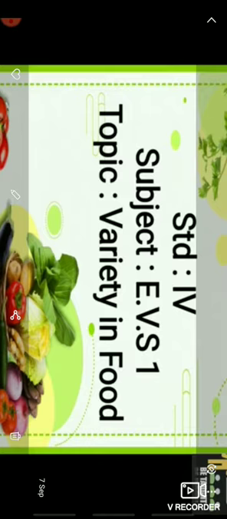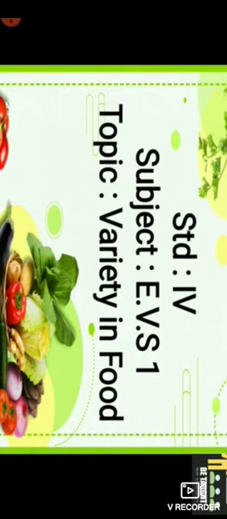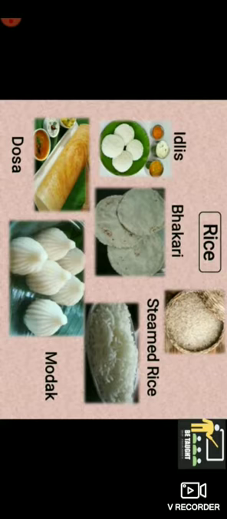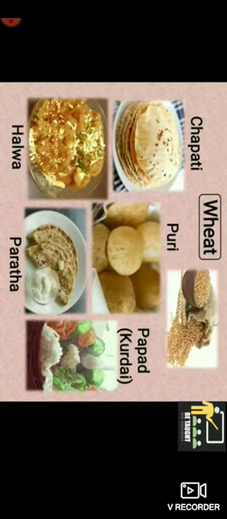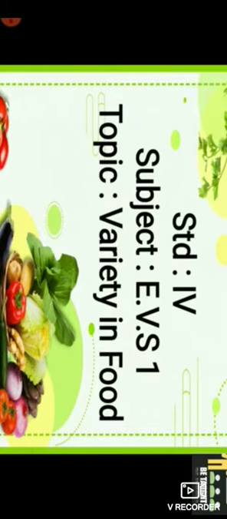Okay, so let us begin with our chapter number 6, that is variety in food. Here you can observe that we use the vegetables and grains bought from the market to prepare different dishes. Here are the different vegetables and grains we buy from the market. Why? It is to make different dishes in our meals. So let us carry out the following activity related to food. You need to find out which grain or vegetable we can make different dishes from.